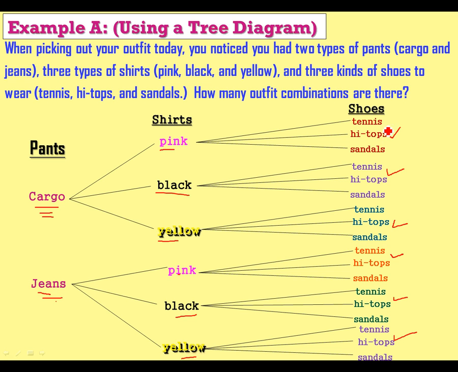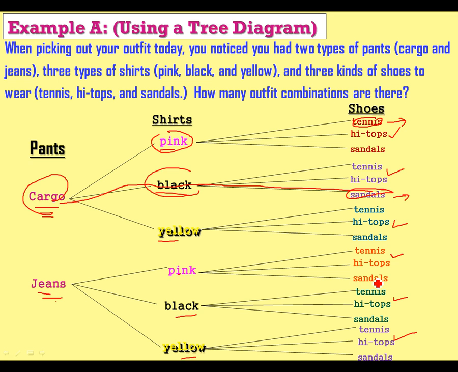Here's all your combinations. So, from here, the arrow that's coming out of there, that means you wore cargo pants, a pink shirt, and tennis shoes. That's one combination. Or if I circle this one right here, that's a terrible circle, but I'm sorry, using a mouse. You can wear cargo pants, black shirt, sandals. So you just follow the arrow. Cargo pants, black shirt, sandals.